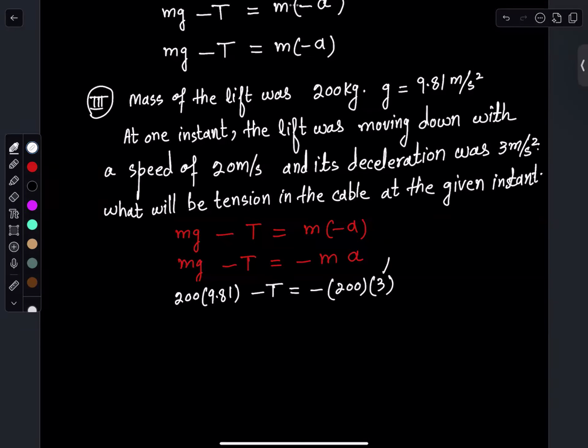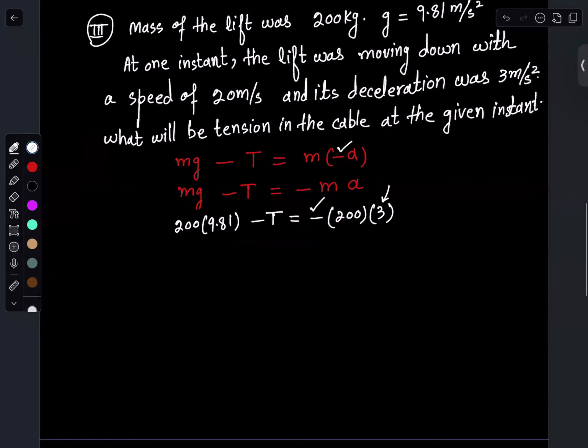Musa, can you tell me why I did not put a negative on the deceleration? Sir, it was already done. Yes, and students commonly make a mistake in the paper: this negative is already there and they will put negative again. Aliza, this is a common mistake, that you have applied the negative sign for deceleration already in the equation, and when you substitute you may apply negative again, so you have to be careful about that. So 200 into 9.81 minus T is equal to minus 600 if we solve it.